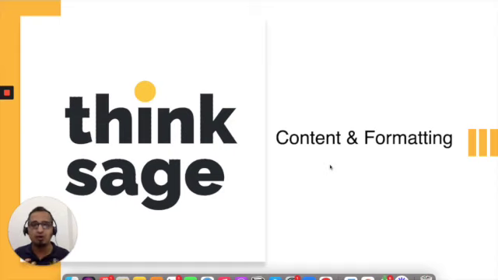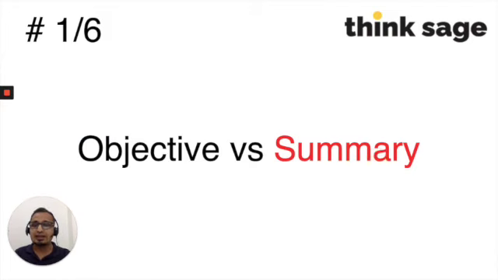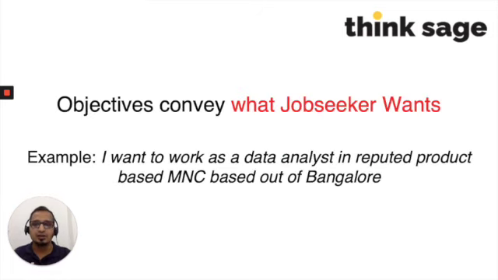So let's look at how we can ensure that our resume has the right content as well as the right format to it. So the first thing that comes to your resume, after the basic structure that you have kept on your resume, is your objective or summary. Whether we should put an objective in our resume or we should put a summary, the answer is in the definition of objective and summary.